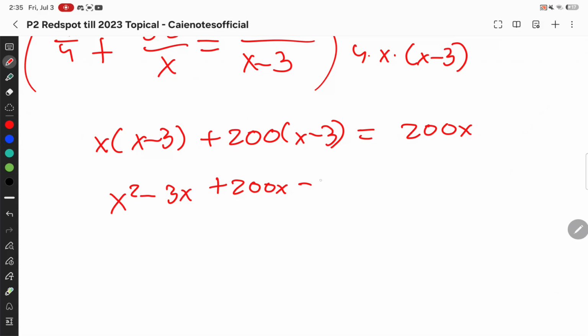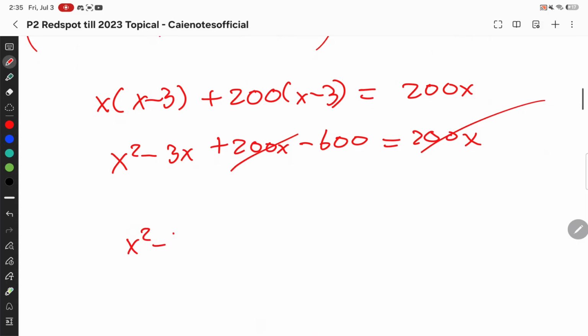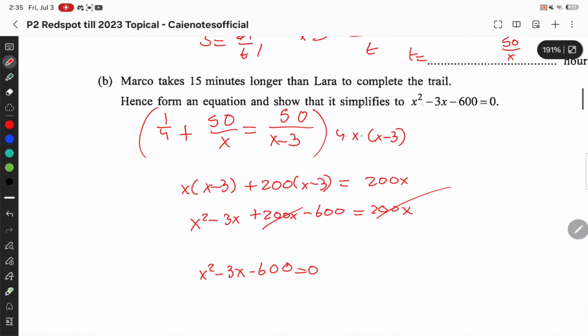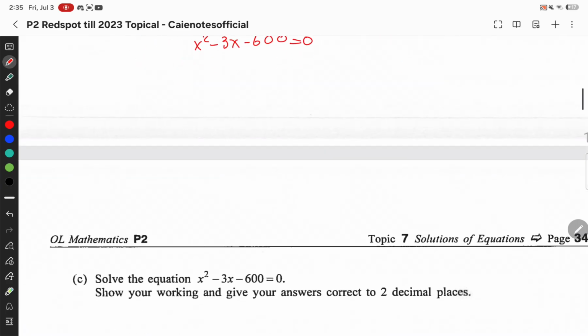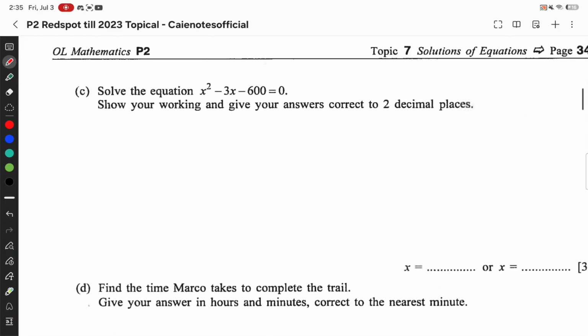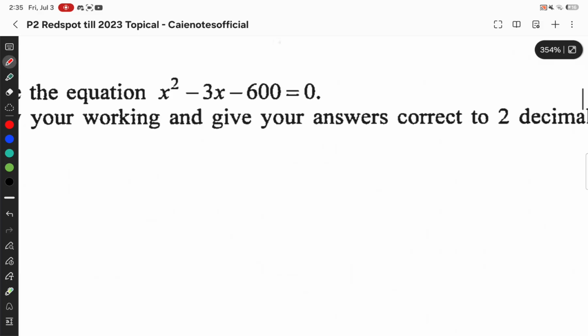200x minus 600 is equal to 200x. This is on both sides. We can subtract this on both sides. Okay, if you want I can explain why this is. But when we can cancel this out, we get x squared minus 3x minus 600 is equal to 0. Voila. Now it plays a prank on us. We have to solve it. To do decimal places. When it says to do decimal places, it means use a calculator. Come on, it's a calculator paper. Obviously you will use a calculator.